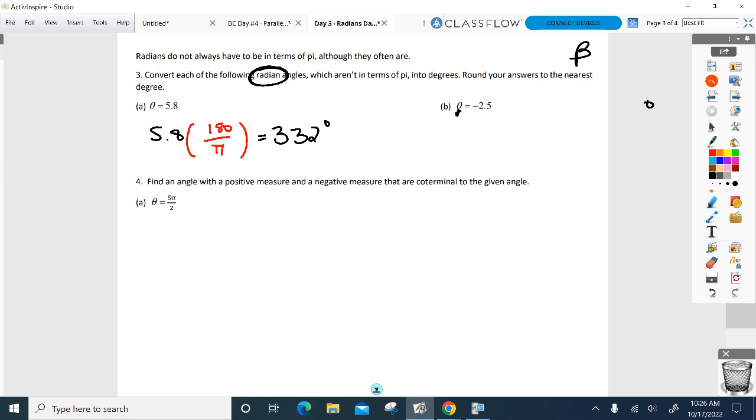So can we have negative radians? Well, let me ask you this. Did we do negative degrees? Did we deal with negative degrees? We didn't, Tim? Oh, yeah, we did. You just had one on your quiz, didn't you? Negative degree. So we can have negative radians. Who cares? So negative 2.5, multiply it by what?